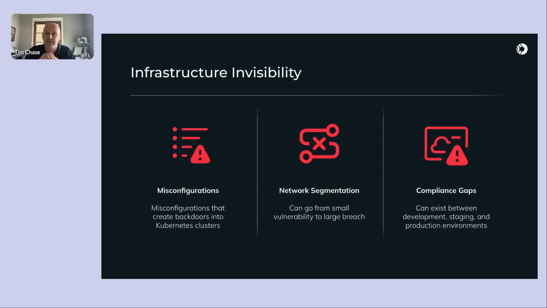Because this is one of those things that can make a small breach go to a large breach, right? If an attacker were to get in with a misconfiguration and get into your network, we need something that's going to stop them from being able to expand their reach and see what they can get to. Because a lot of times we know that once an attacker gets into your environment, they're going to see what they can get to and what data they have access to. So network segmentation is one of those things that can really stop an attacker. And then compliance gaps.